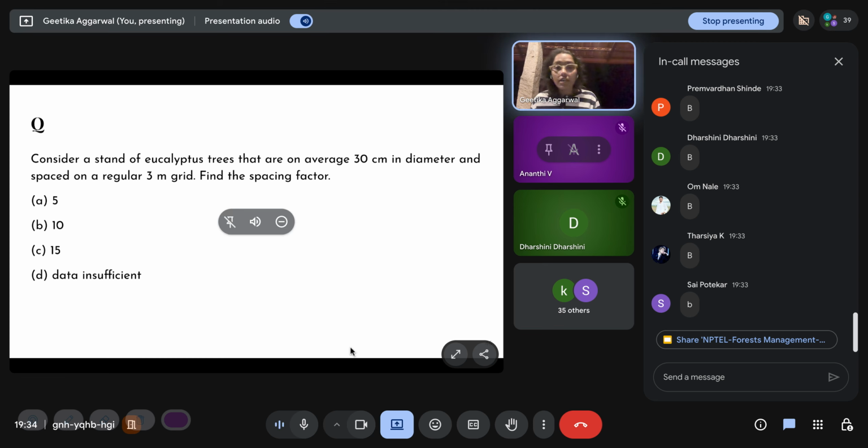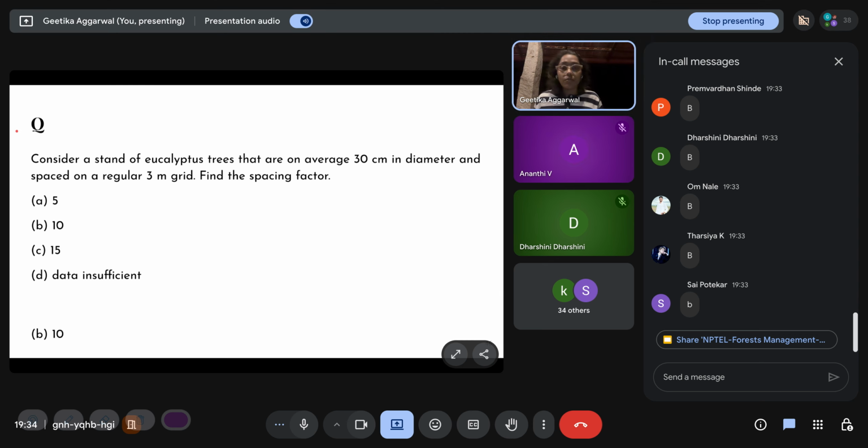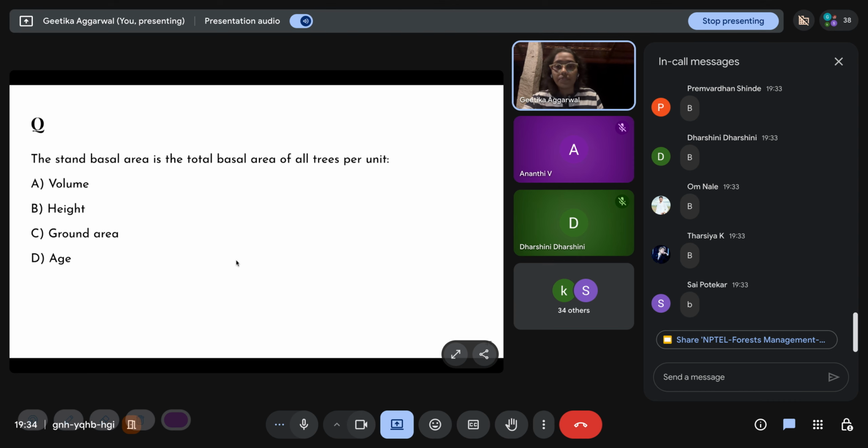I'm back. Sorry. So you guys are saying B? Yeah, very well. The correct answer is B. It's basically 300 divided by 30 because it's a 3 meter grid. So that becomes 300 in centimeters and you divide it by 30, right?